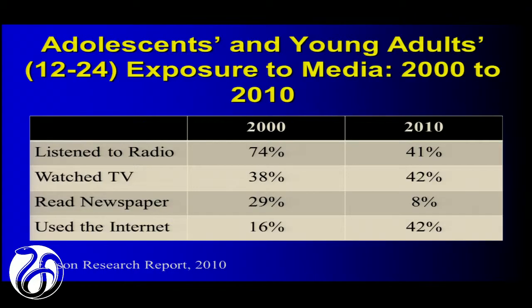In terms of adolescents and young adults' exposure to media, this is just a comparison between 2000 and 2010. Unfortunately, and you're going to see this throughout this talk, and everybody else has said it too, most of the data are on either a large age range, 12 to 24, they don't break out young adults, or young adults are not part of it at all, but at least we've got a little bit of data here. So we're seeing that in the year 2000, about 74% of these adolescents and young adults listen to radio, and that went down to 41%. And you can see the rest of the numbers there, and certainly the use of internet increased from 16 to 42%.